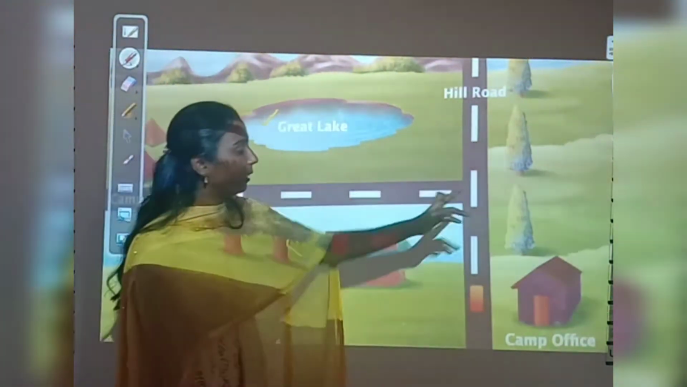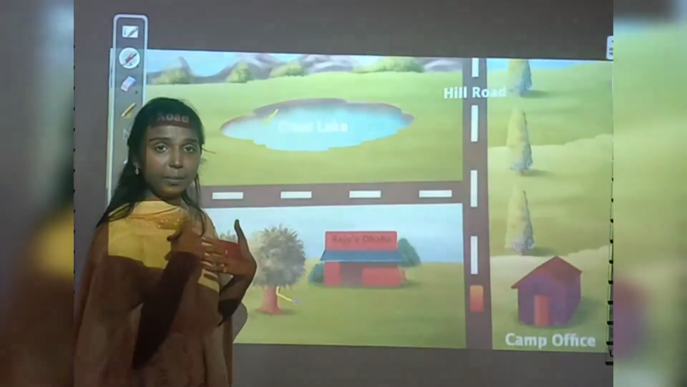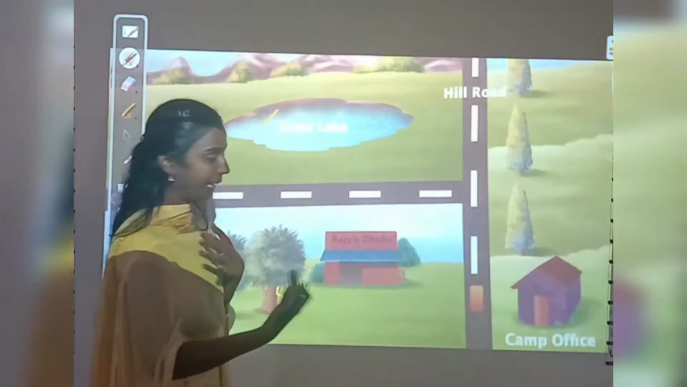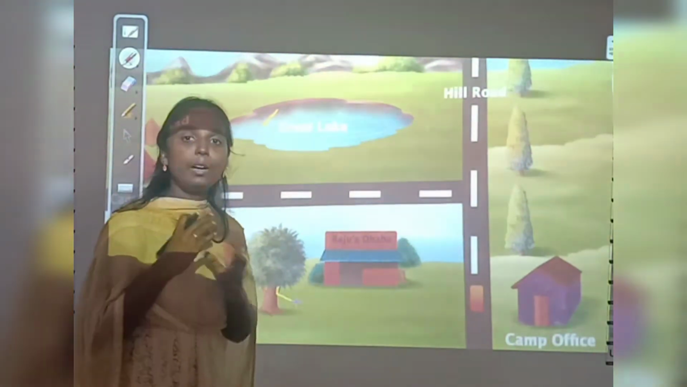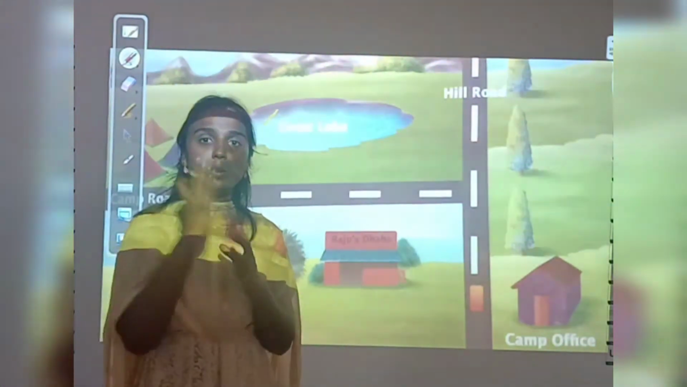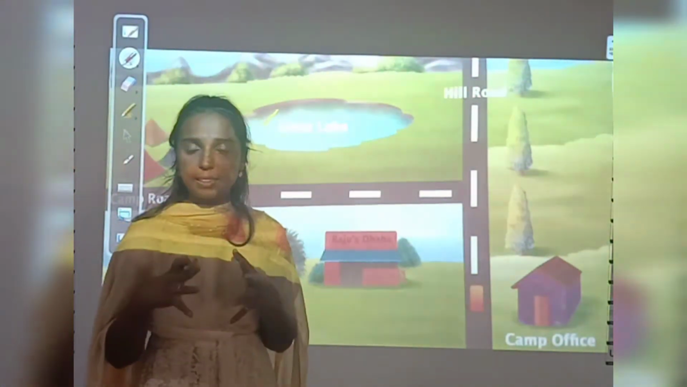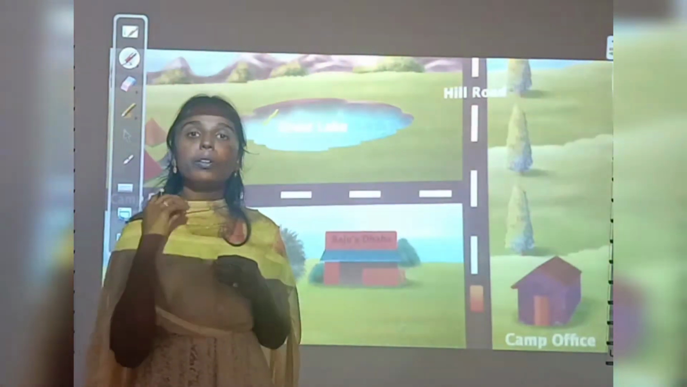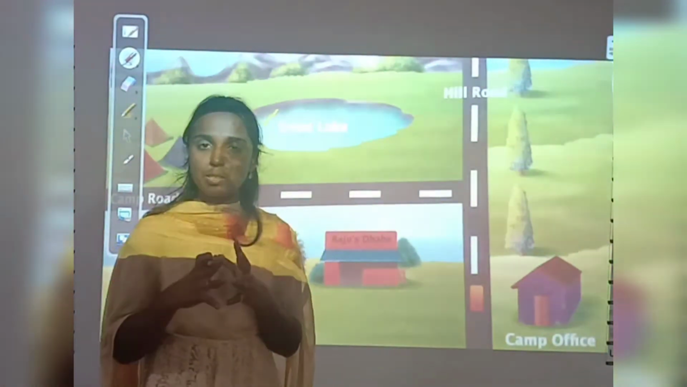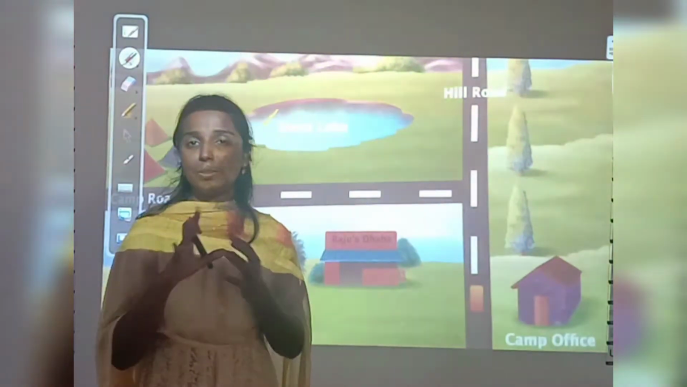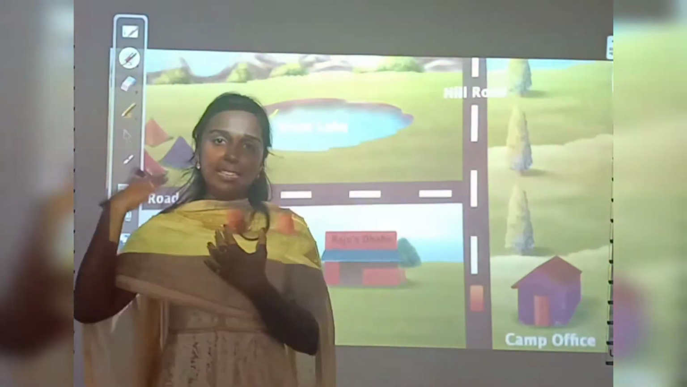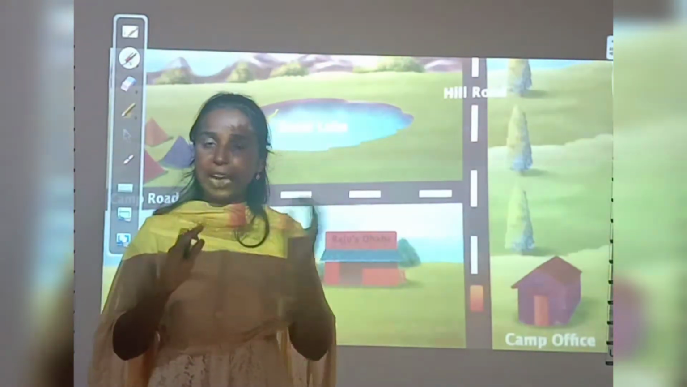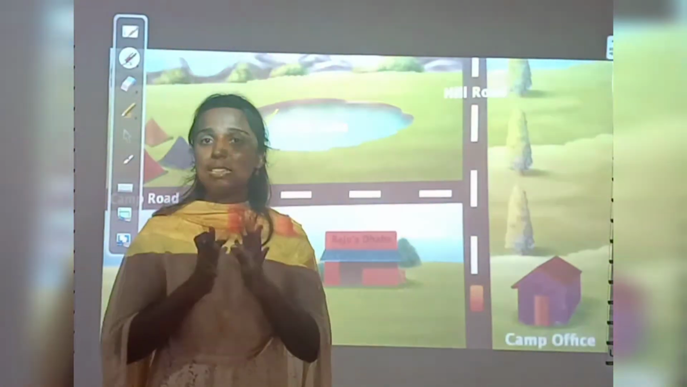And where is the Hill Road from this Camp Road? On your front side, right? Now I hope you can locate places with the help of these common directions. If someone asks you for directions to some place, you can easily use these common directions. This is your front, this is your back, this is your left and this is your right. So this is an easy way.